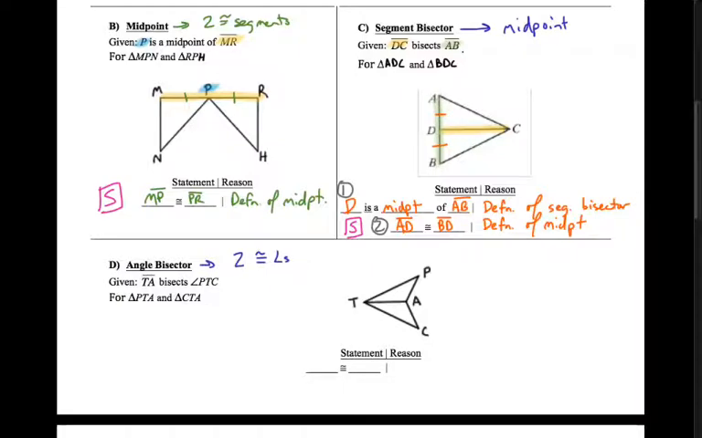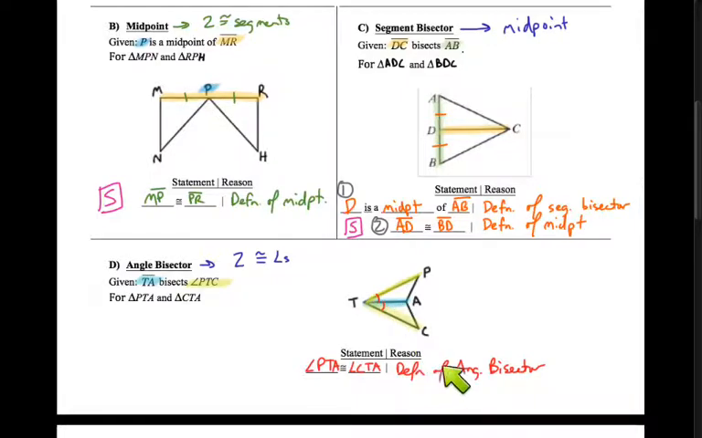What does an angle bisector do? It makes two congruent angles. It doesn't make a midpoint, it makes two congruent angles. So in this case, if we have segment TA bisects angle PTC, it's going to make two congruent angles. Which ones are they? These: angle TPA is going to be congruent with angle CTA. These two angles are congruent.